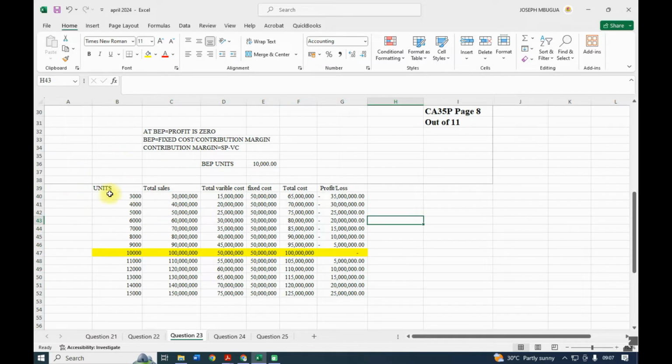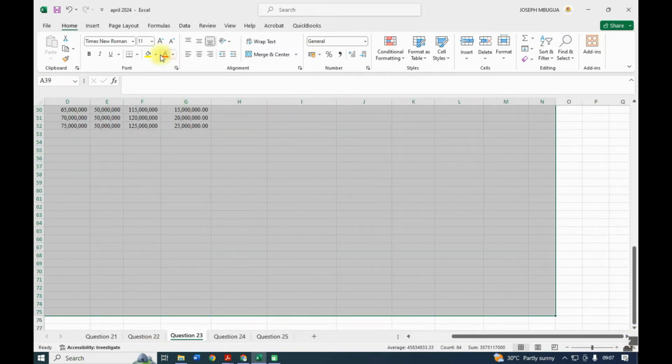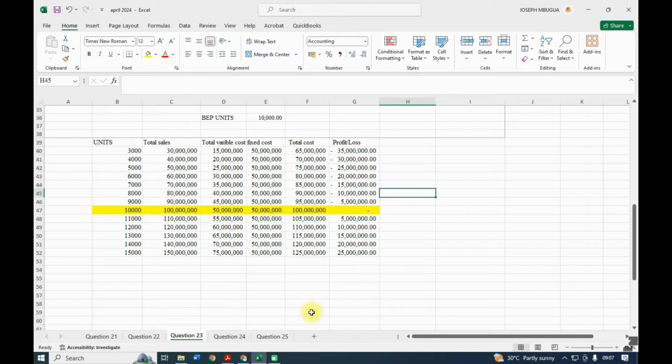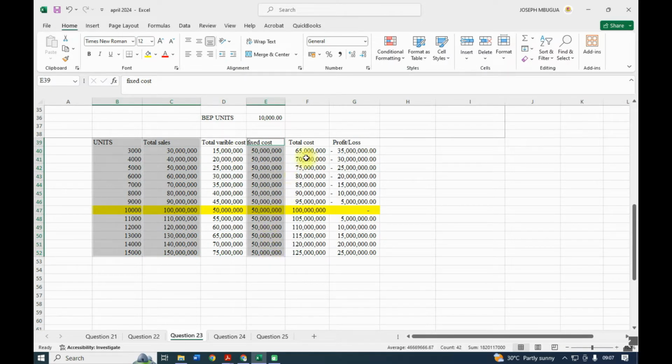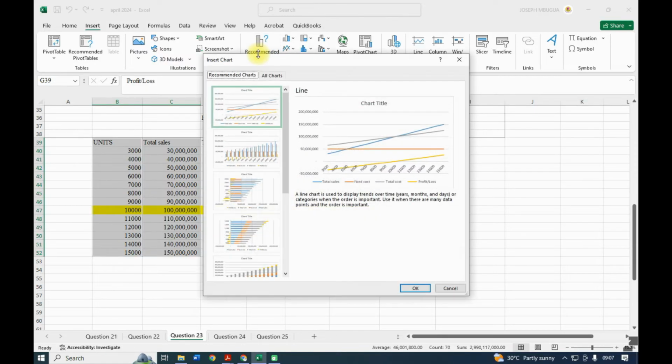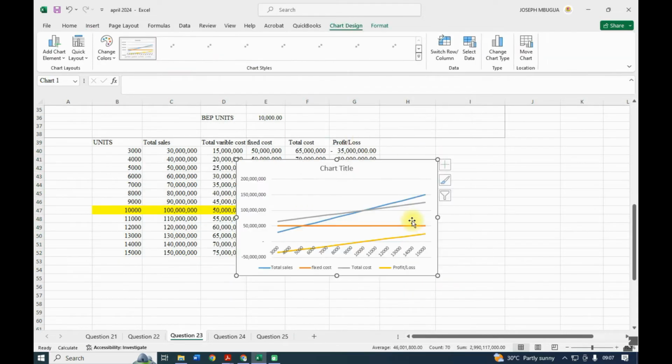or before that, let me increase the font. Allow me just to increase my font size to 12, so that it is visible. So I'll have my units, my sales, my fixed cost, my total cost, and my profit. And I will go to insert. Normally, under recommended charts, it will give you the charts. We need to use the line chart, which we normally call the break-even chart.